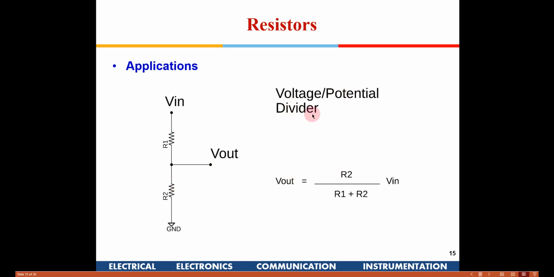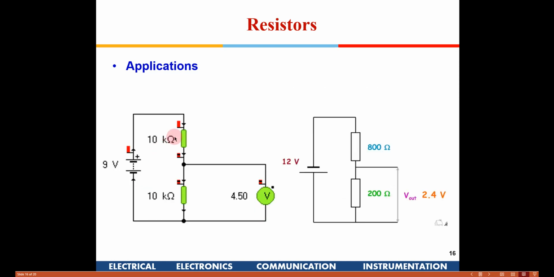This is the equation we get to make a potential divider. That means to step down a voltage, we can use two resistances in series and tap the voltage out to step down any given voltage. So one of the applications of resistors is the voltage divider, or potential divider. Here there is an example: you have a 9 volt supply, you are applying 10k, and you are taking a voltage out here.